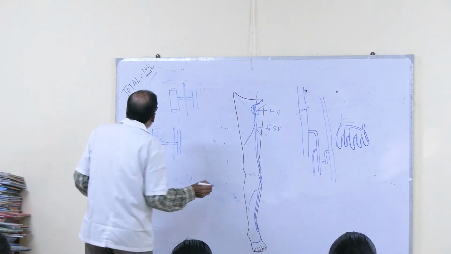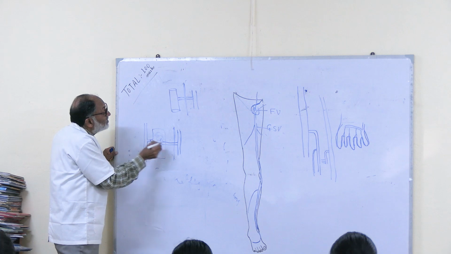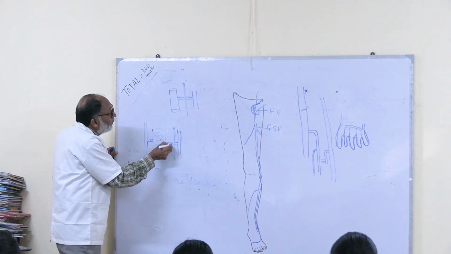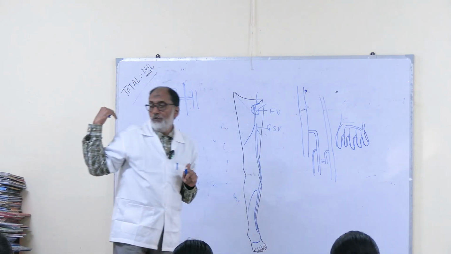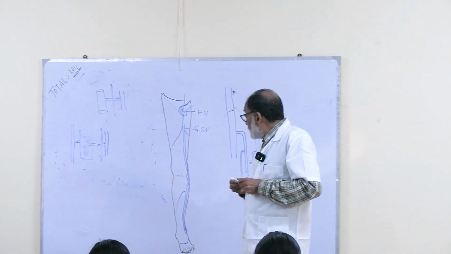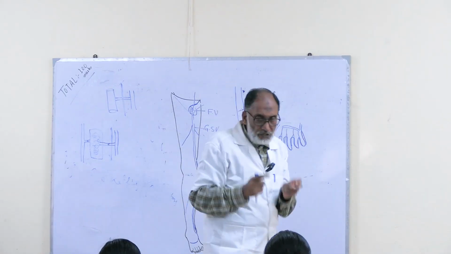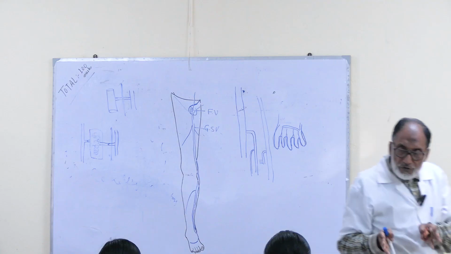Here also you will get valves. Valves like this. The valves will always open from the superficial to the deep. Veins always open from superficial to deep. The reason: which one is most efficient for carrying blood towards the heart? For carrying blood from the periphery to the heart, is the superficial vein more efficient, or the deep vein?